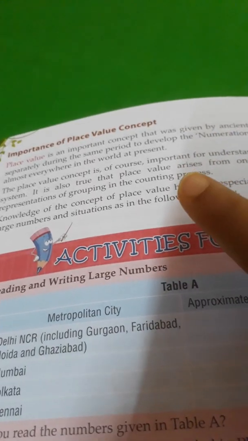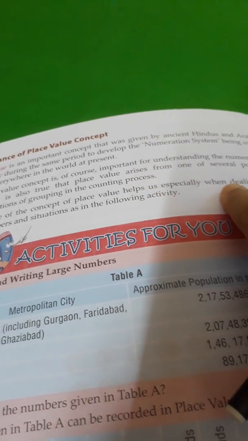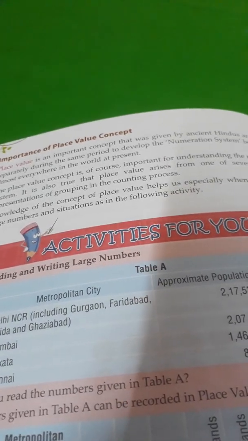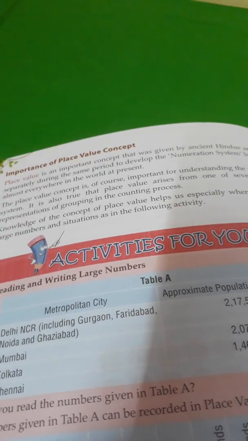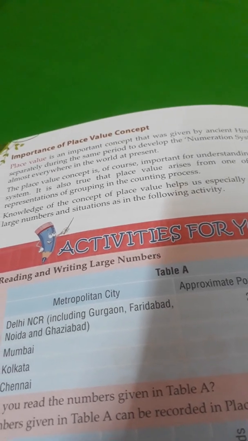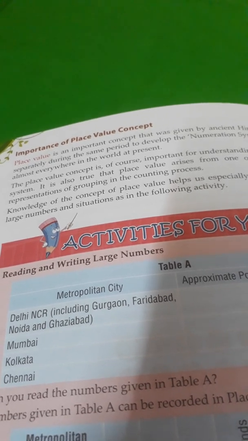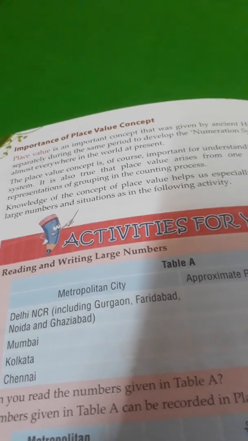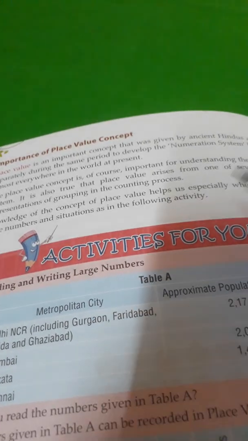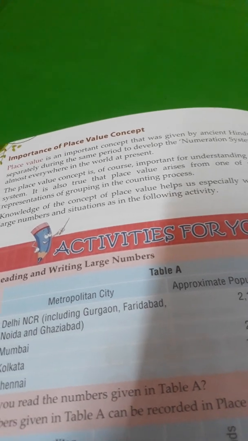Okay, so the place value concept is of course important for understanding the numeration system. Without place value we cannot understand what the numeration system is. So for learning the numeration system, place value is very important, and the concept of place value has to be clear. Otherwise in higher classes you cannot understand the numeration system. It is also used in our daily life, so you know how important it is to learn the numeration system.